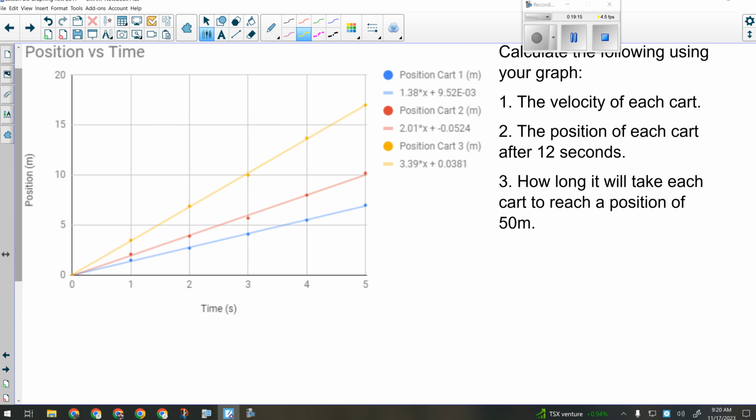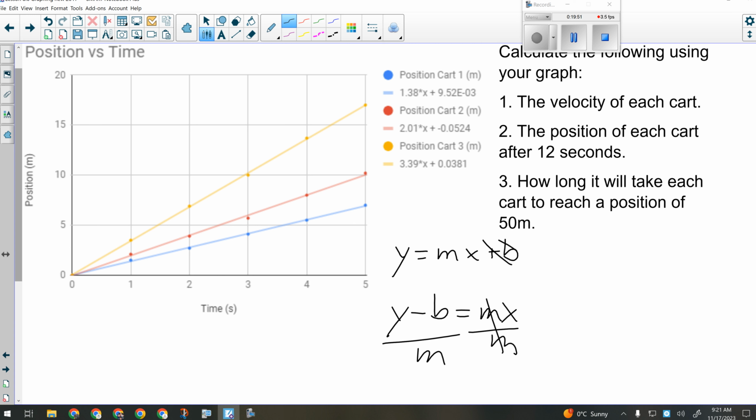All right, so on number 3, they want to know how long it will take. What am I looking for? Time, which is on the x-axis. So that means right away I've got to figure out what my manipulation of this formula is going to be. If I'm trying to solve for x, what should I move first? B, it's not attached to x. So y minus b equals m times x, right? To move something, I do the opposite. I still want x by itself. What do I do with m? Divide, because that's the opposite of multiply. What I do to one side, I do to the other, and now I've got my manipulation. y minus b over m will give me x.